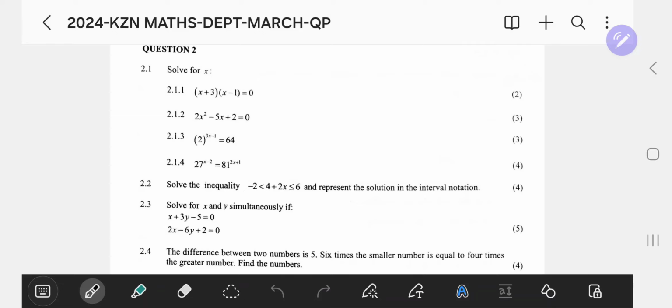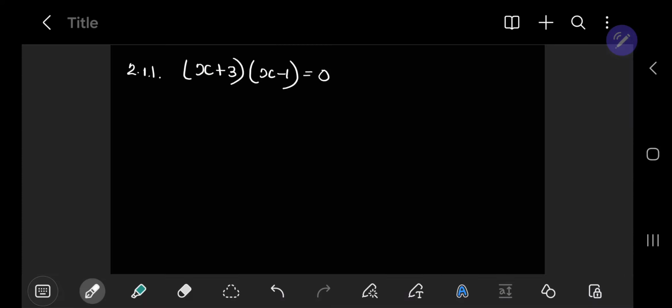So here, 2.1.1, we have x plus 3 in a bracket, x minus 1 in a bracket, and that is equal to 0. Now please guys, do not multiply out the brackets. If you multiply out the brackets, you've got a binomial times a binomial. You will get a trinomial, and then you'll have to factorize it, and you're going to end up back at the same step. So what they've done is, this question is already factorized for you.